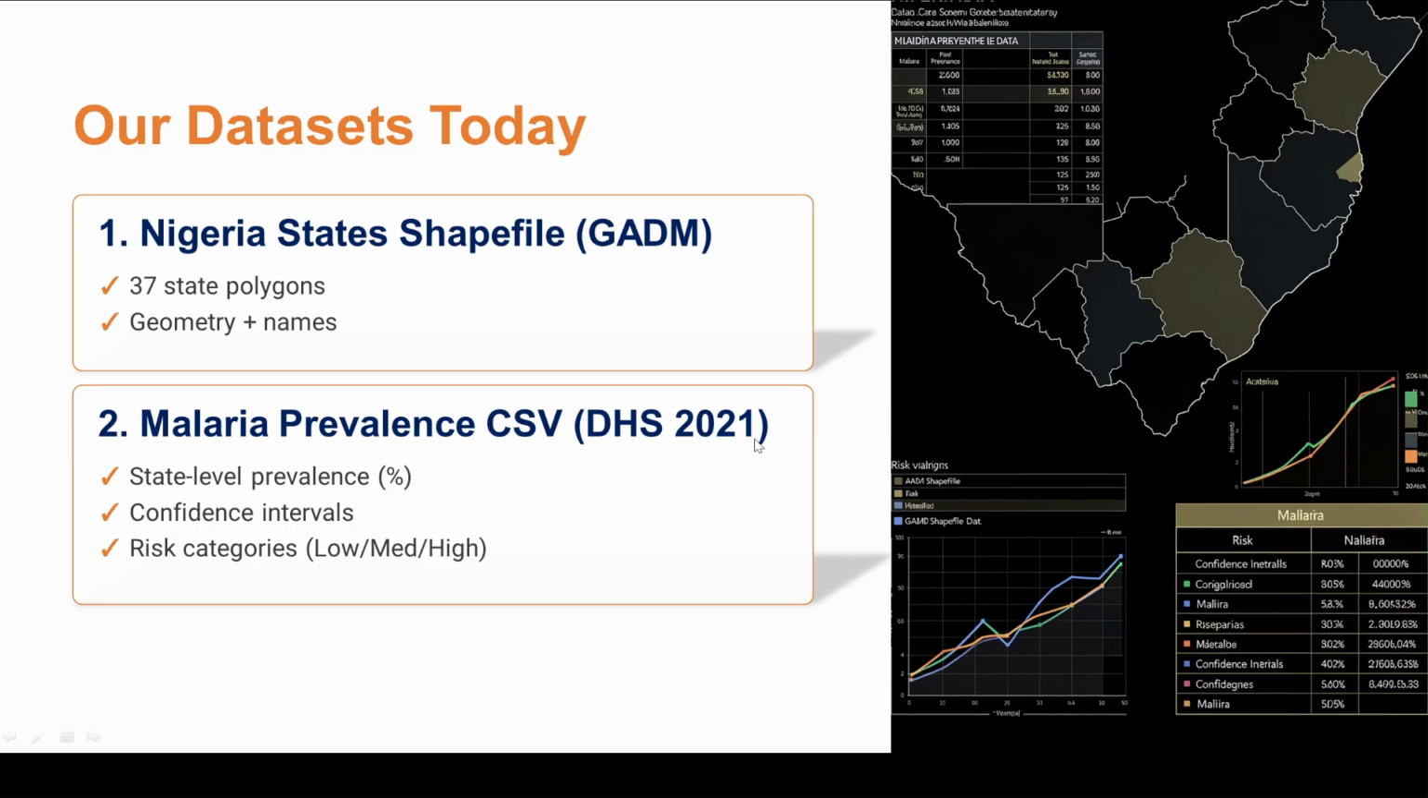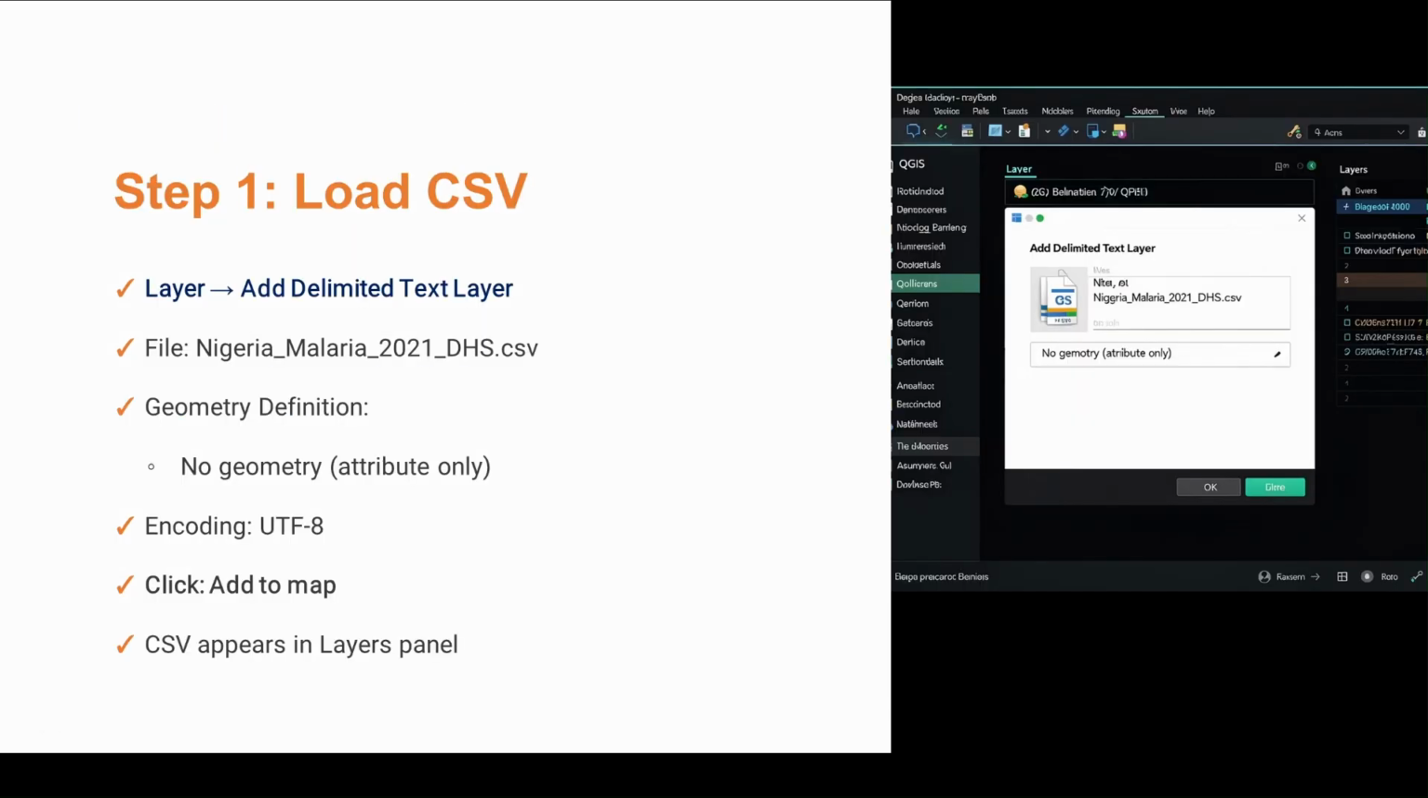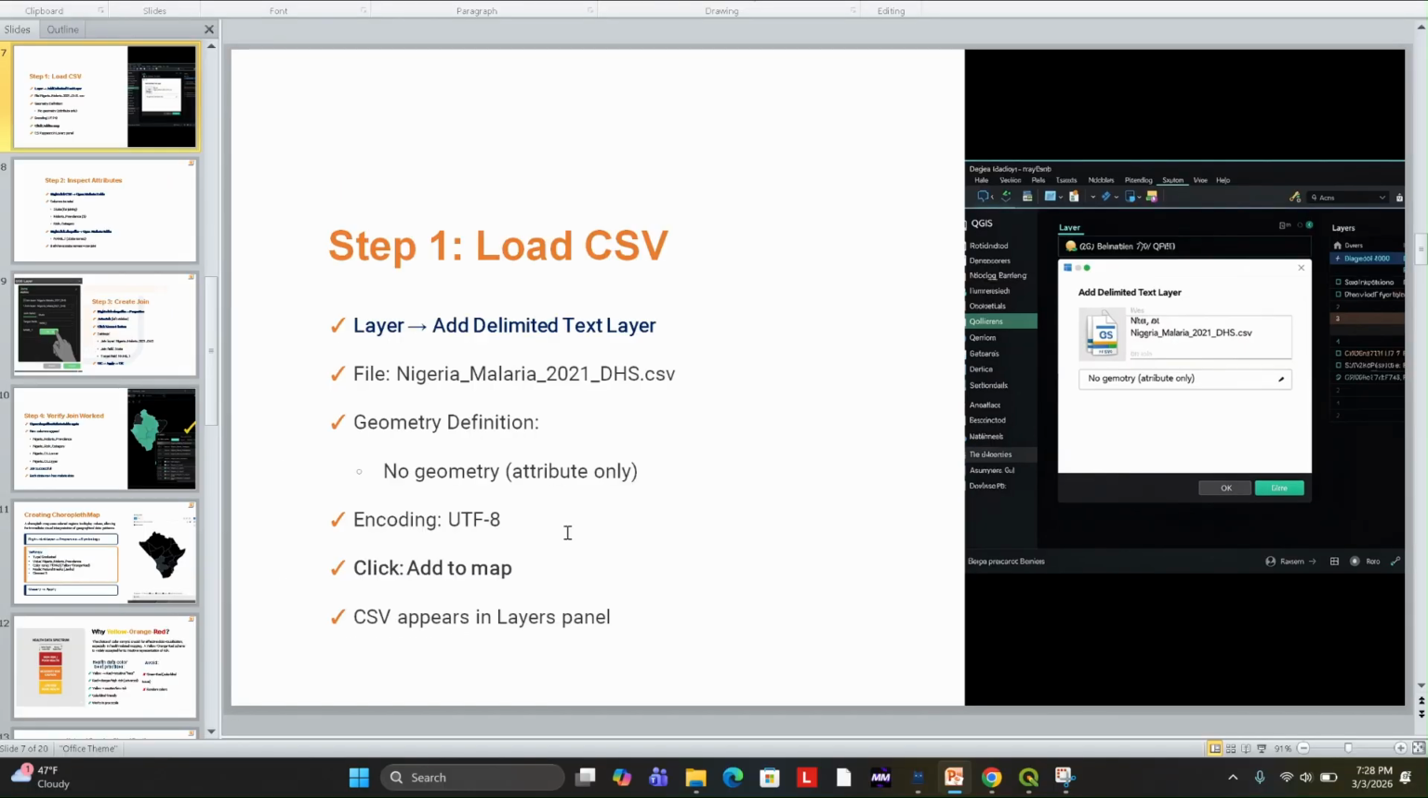So today our data set is going to be the first data set that we use, containing the 37 states polygons, and the CSV file will contain the state level prevalence, percentage, confidence interval, and the risk categories, low, medium, and high. And I hope we all have this data set. I think the last time I sent it to the chat box, so we all have this data set. So the first step is to load the CSV file. So I think I need to switch back to the QGIS so that we can follow step by step here. So let me switch back to the QGIS.